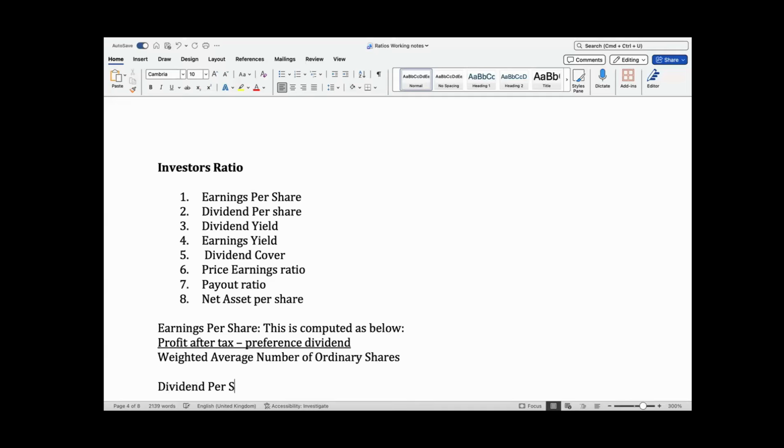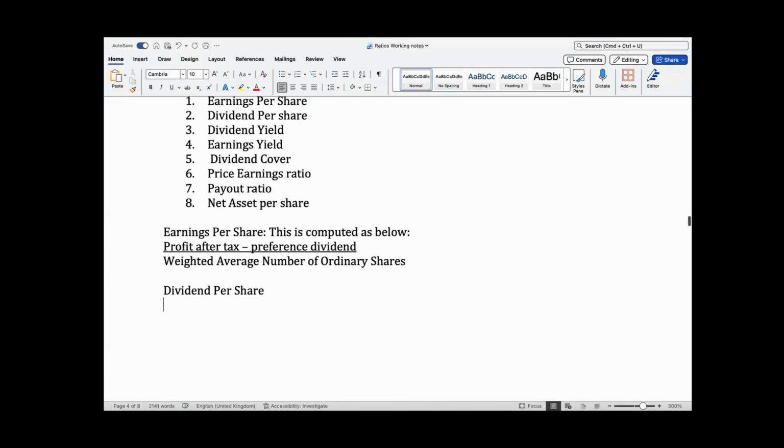We have dividend per share. This is the dividend paid divided by the number of ordinary shares. We have dividend yield, which is a better measure.